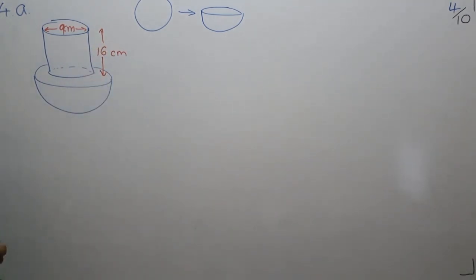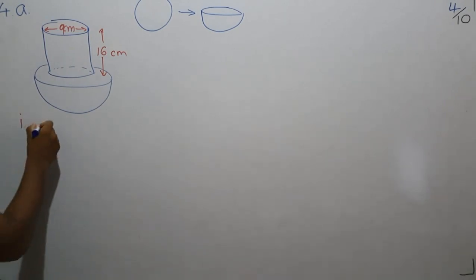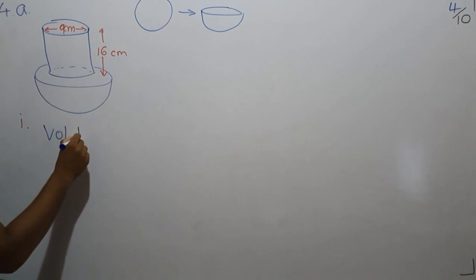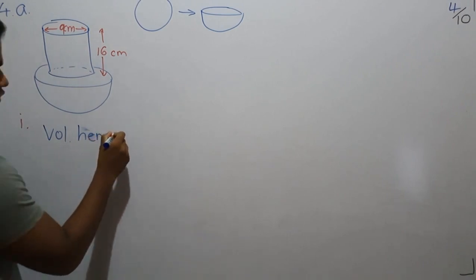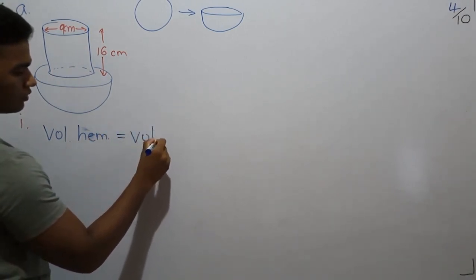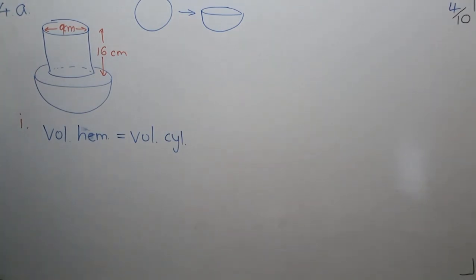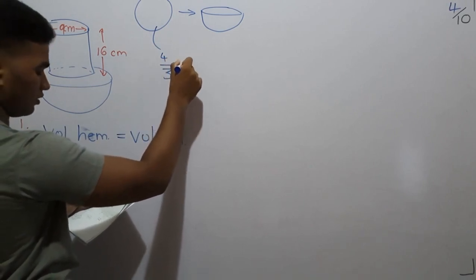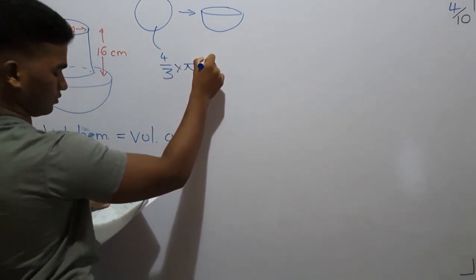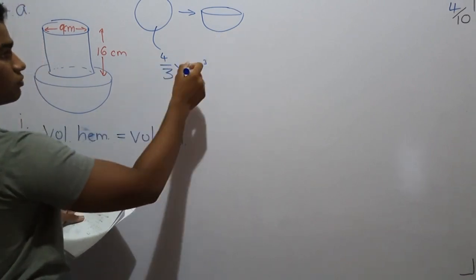Part 1, A. The volume of the hemisphere is equal to the volume of the cylinder. This is the main point. Volume of the hemisphere equals the volume of the cylinder. So volume of the hemisphere. Now what they have given in the question is the volume of the sphere. So to get the volume of the hemisphere, you should multiply this by half.